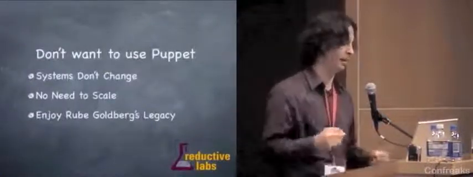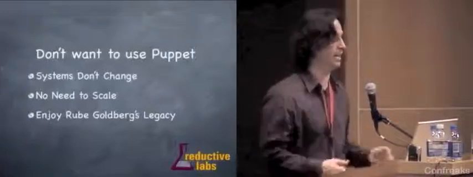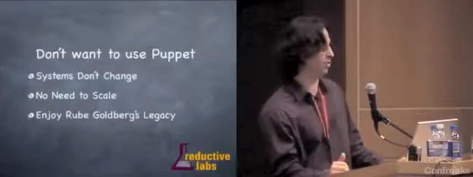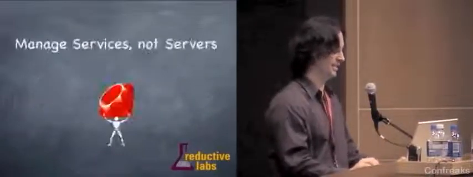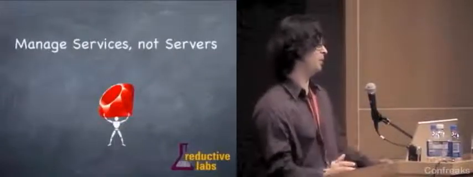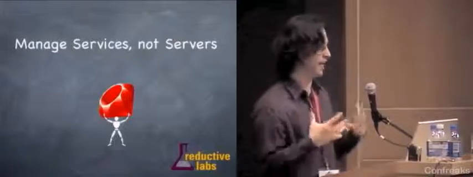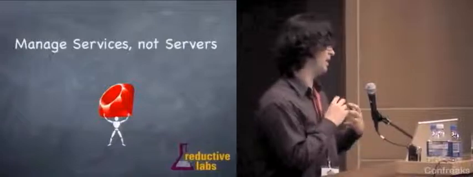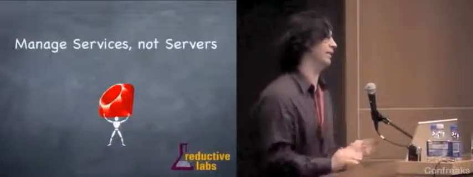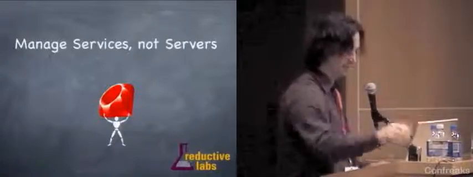It's running production systems right now. And you might not want to use Puppet if your systems don't change, you don't need to scale, and you enjoy Rube Goldberg's legacy. But your competition might. And Ruby and Puppet give you a way to manage your services, not your servers. So going from managing 10 servers to 100 servers is very easy. And like I said, anyone who wants to track me down and talk about it, feel free.